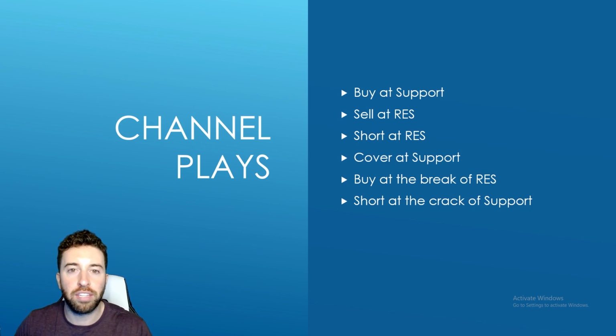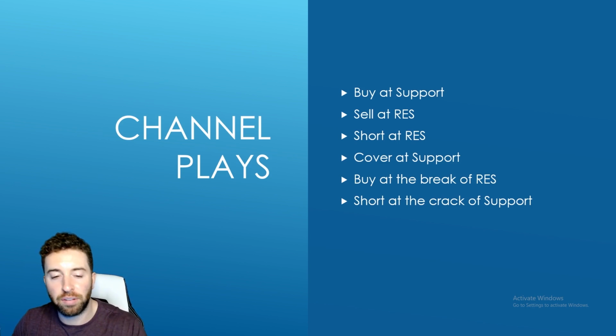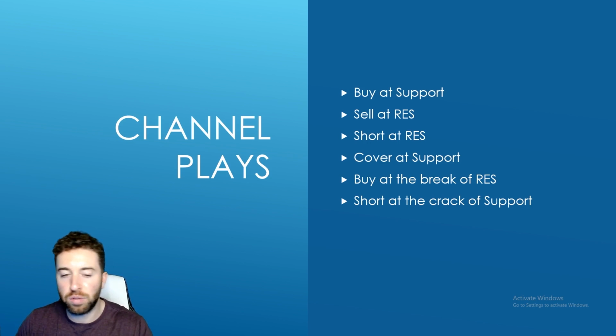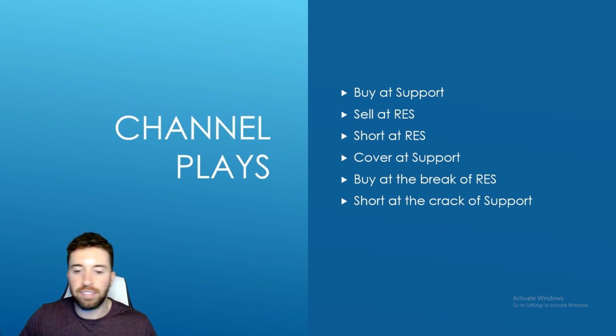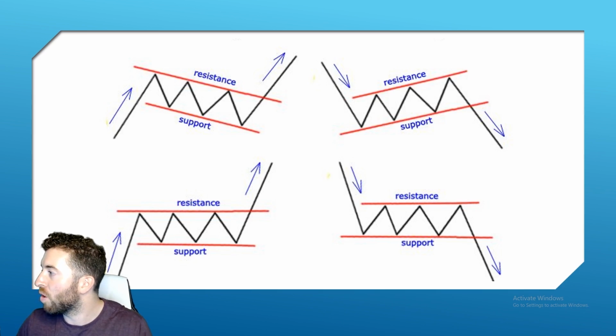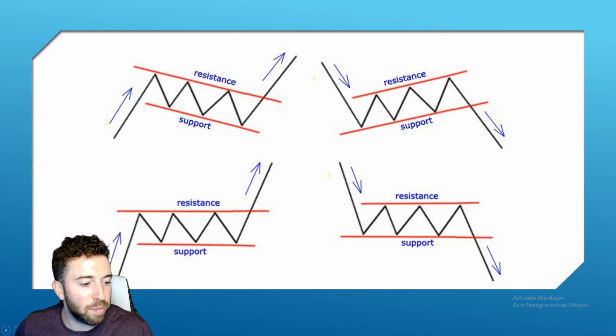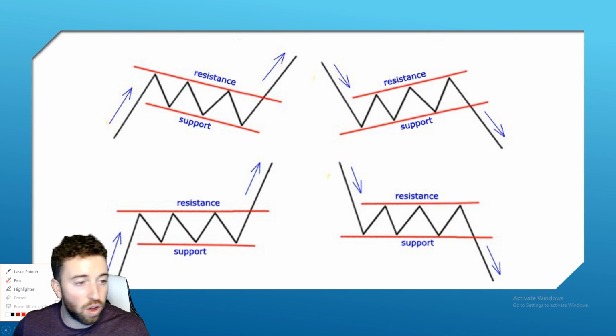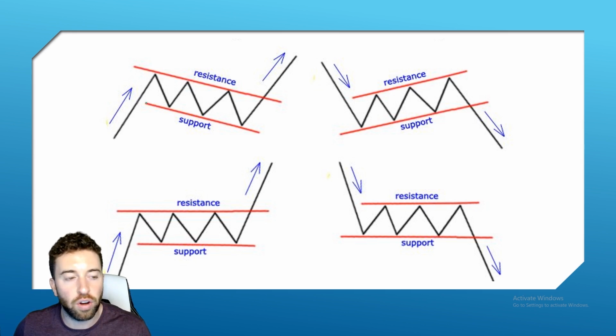So what do we do with a channel? We buy at support, we sell at resistance. We short at resistance, we cover at support. We buy at the break of resistance, short at the crack of support. Now I know this is a lot, so let's start talking about all the different things we can do on a possible channel. Let's say, for example, these are all top gainers.